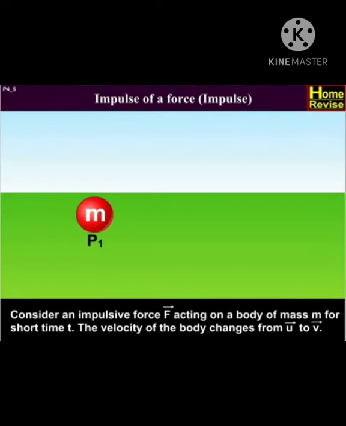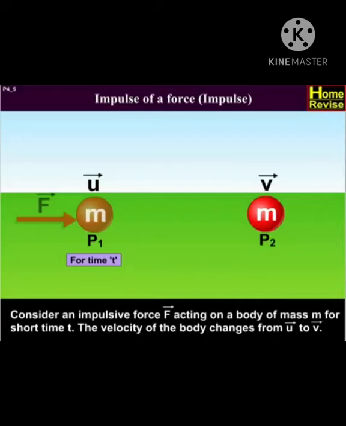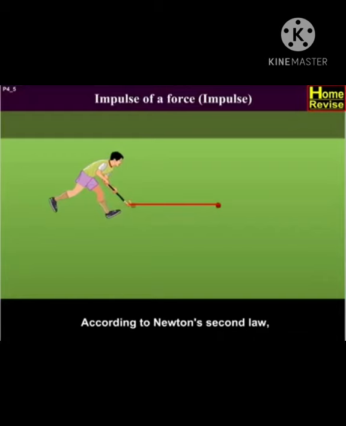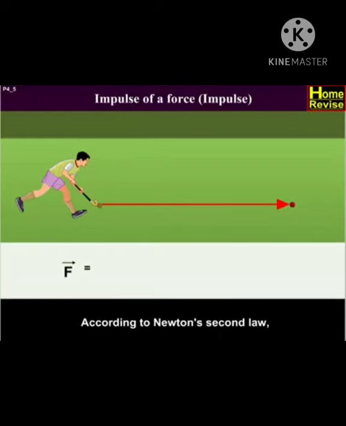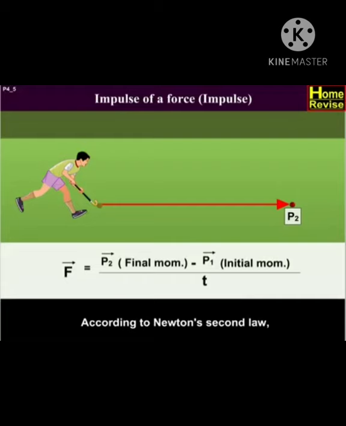Consider an impulsive force vector F acting on a body of mass m for a short time t. The velocity of the body changes from vector u to vector v. According to Newton's second law, vector F is equal to vector p2 minus vector p1 upon t.